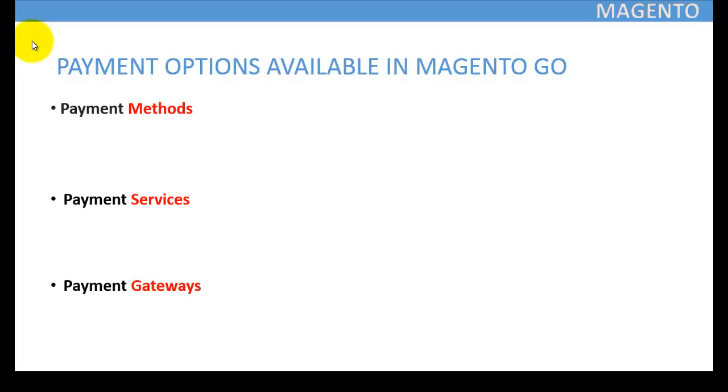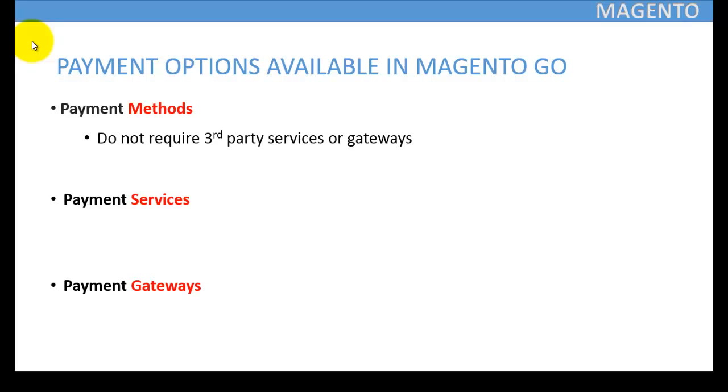As mentioned before, with Magento Go, there are many payment options available. During this video tutorial, we'll have a look at those options. So basically, what is available to us and our customers within Magento Go when it comes to payment? All the payment options are grouped into three different categories. The first one is the payment methods, then the payment services, and lastly the payment gateways. So let's have a look at the payment methods first.